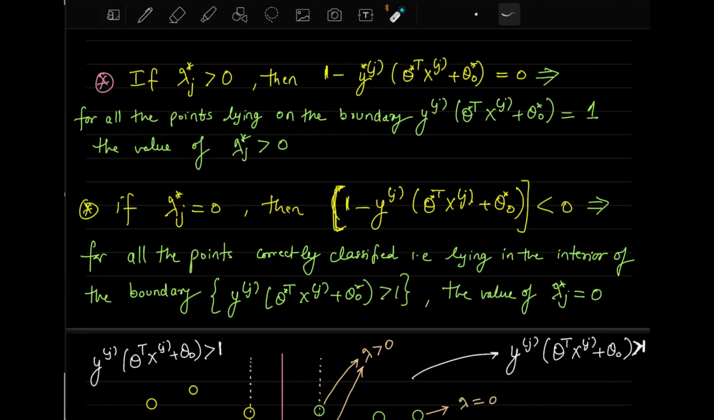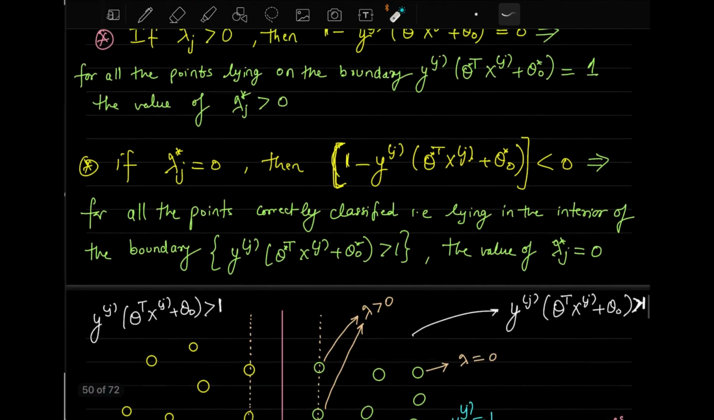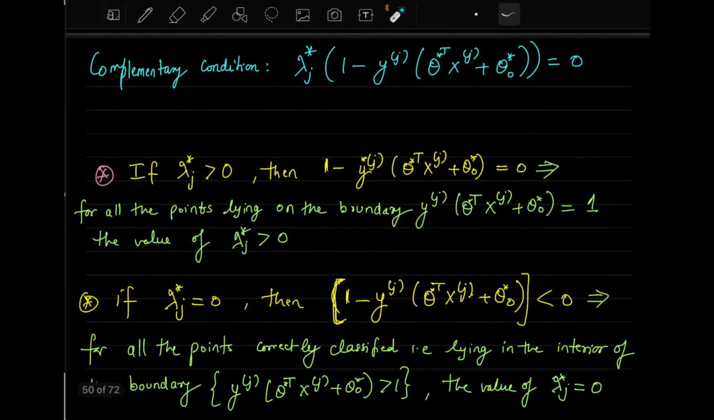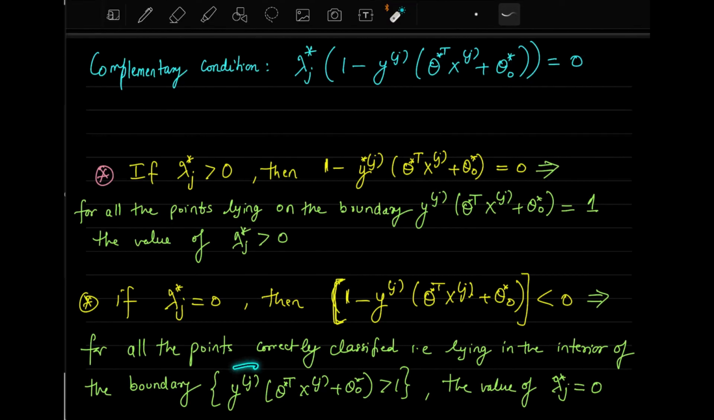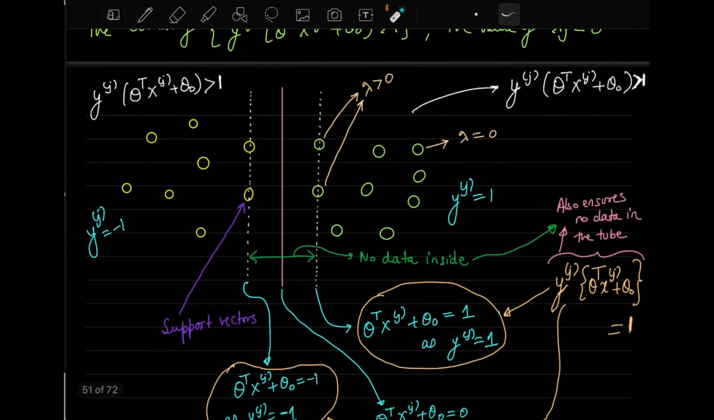I want to discuss one more slide, and then we will switch off this lecture, so that you can go back and recall what is there. The thing is, all the points which are on the boundary will have the value of lambda greater than 0, and all the points which are lying in the interior of the boundaries will have lambda equal to 0. This can be seen from this slide.